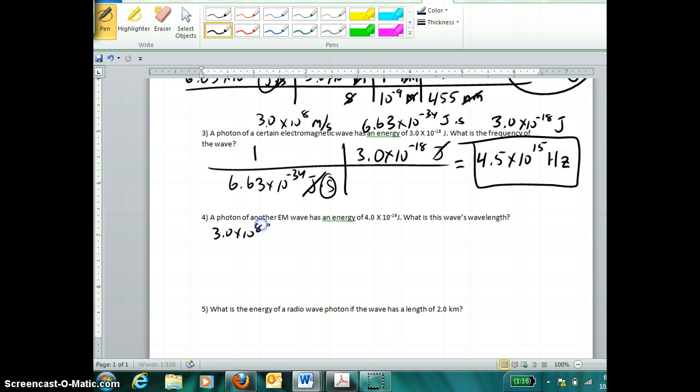3.0 times 10 to the 8th meters per second, and 6.63 times 10 to the negative 34th joule seconds. In this problem, I am also given a value of energy, 4.0 times 10 to the negative 18th joules. Once again, once everything's clearly numbered and labeled, I ask what quantity the problem wants. And in this case, it wants a length of the wave, a wavelength.